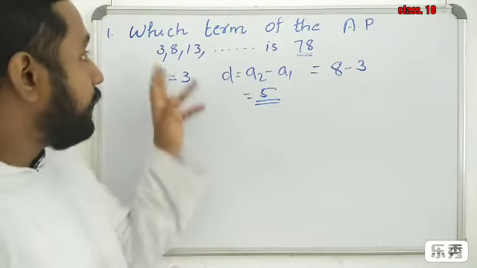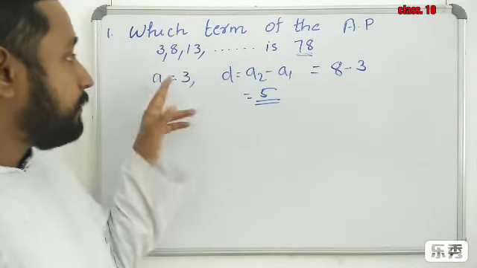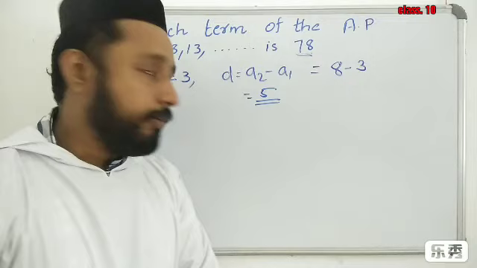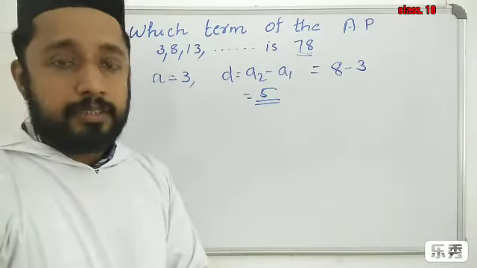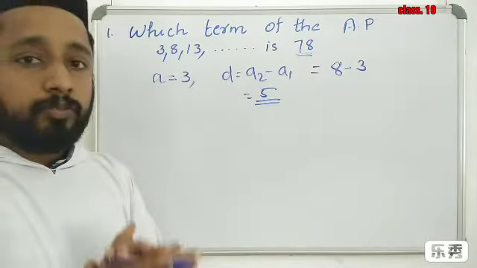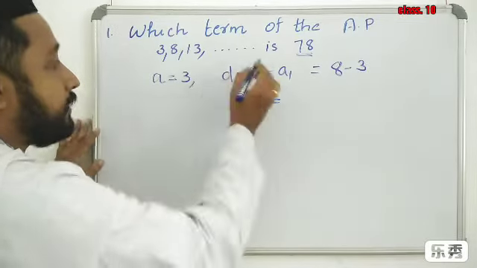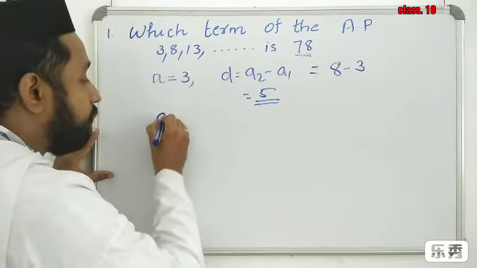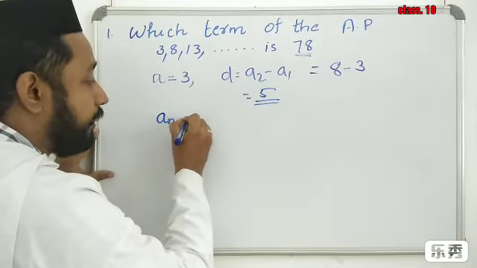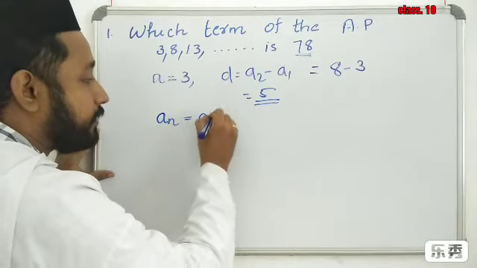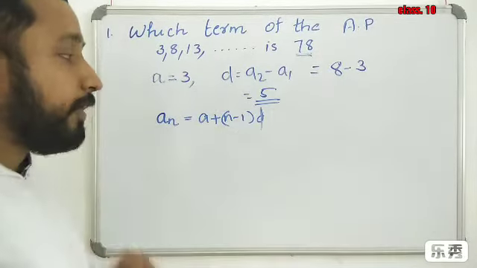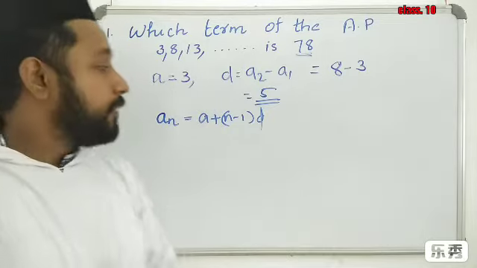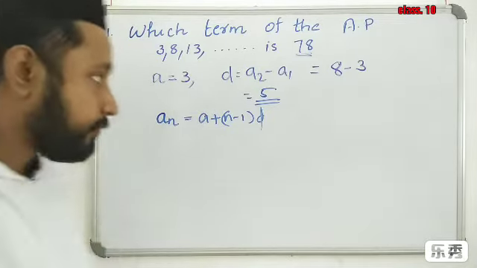So we have an AP 3, 8, 13, etc. The first term is 3 and the common difference is 5. Now our question is, which term is 78? We have the formula for the general form of an AP. We studied the nth term of an AP: an is equal to a plus n minus 1 into d.